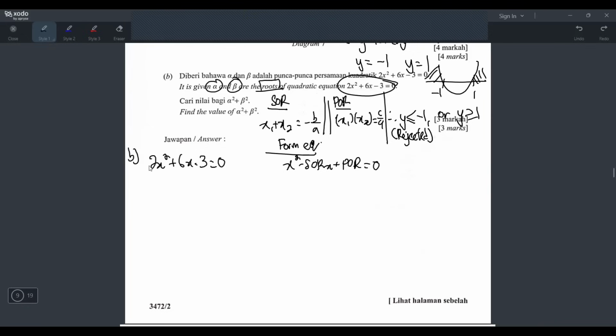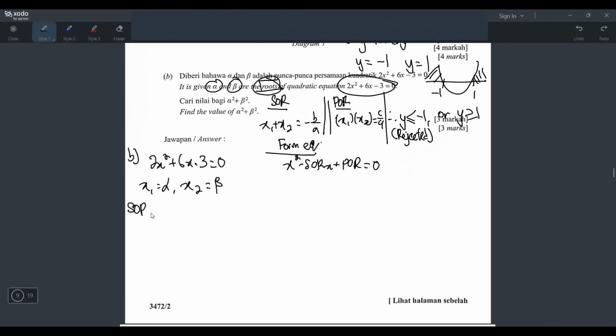No problem, let's do the sum and product. Let's write down the roots first. So the roots are alpha and beta, right? So x1 must be alpha, x2 is beta, because they are the roots. Roots means the x-intercepts, or the x. And also you have to make sure the equation is in general form. If it's not general form, you cannot do the solving. Okay, it's already general form.